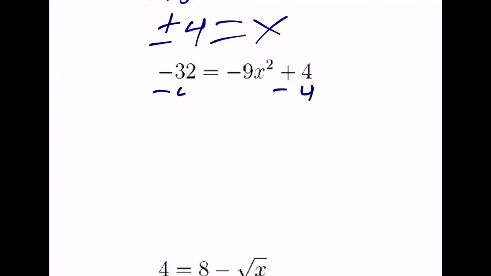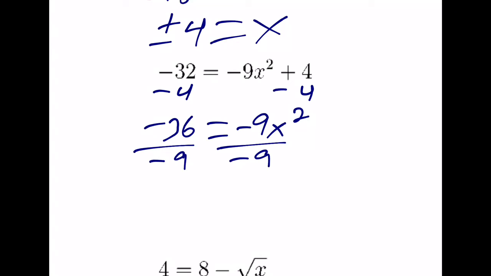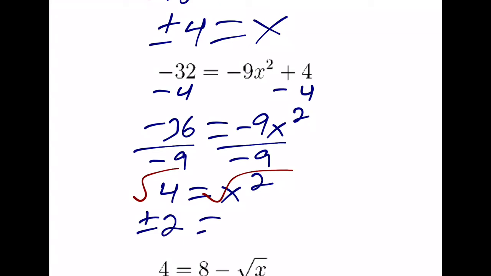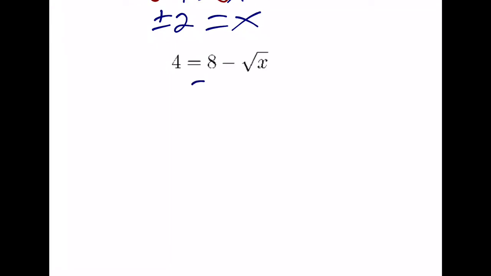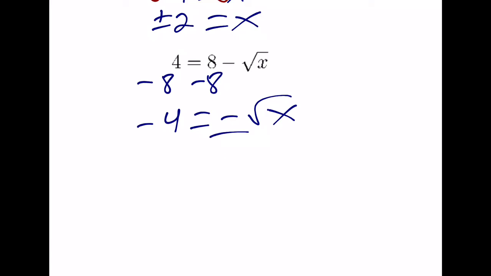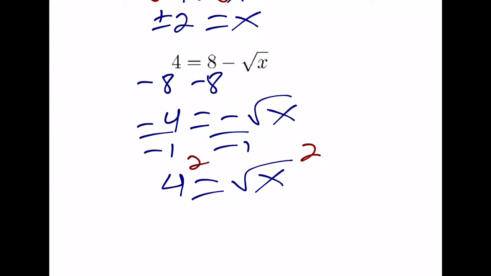Minus 4 from both sides, negative 36 is equal to negative 9x squared. Divide both sides by a negative 9. 4 is equal to x squared. When I take the square root of both sides, plus or minus 2 is equal to x. Minus 8 from both sides, negative 4 is equal to negative root x. I divide out a negative 1 to get rid of that negative there. And I have 4 is equal to root x. When I square both sides, I end up with 16 is equal to x.